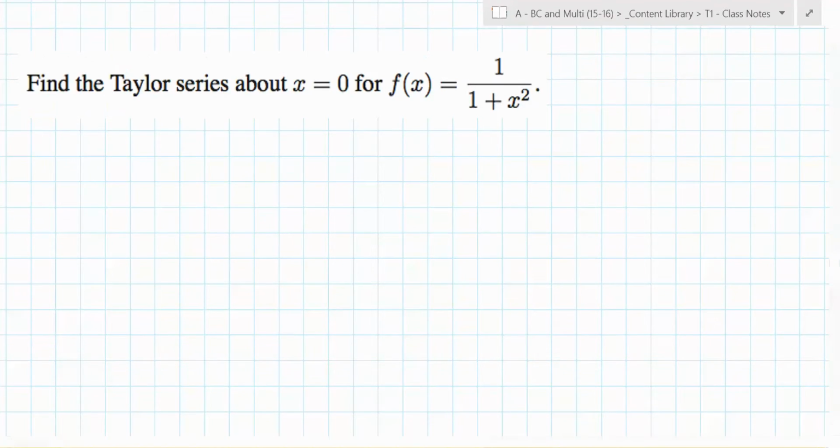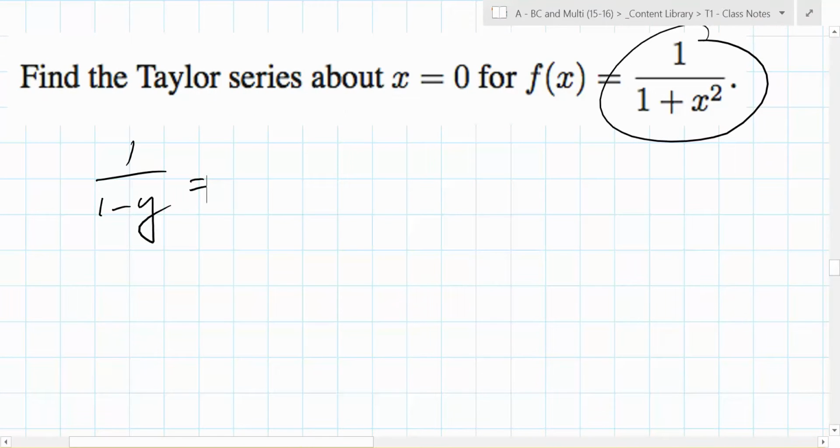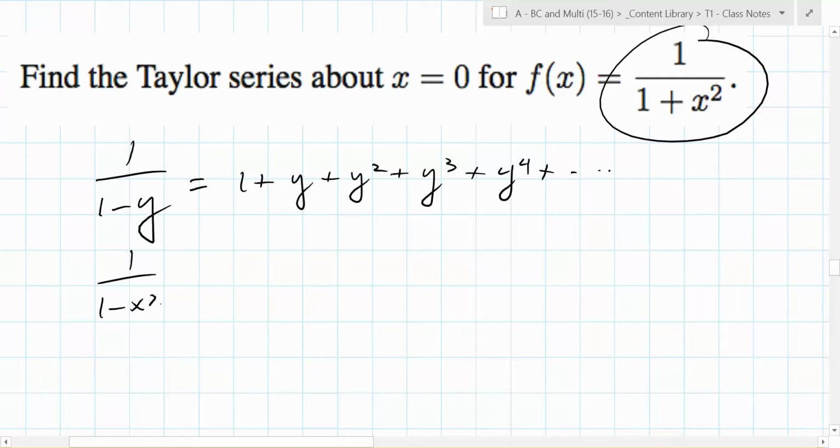Okay, what about this one right here? Does that look like something we know already? Yes. What is 1 over 1 minus y equal to? You know this, we did it yesterday. 1 plus y plus y squared. Yeah, it's the geometric series. So what does 1 over 1 minus x squared equal? 1 plus x squared plus x to the 4th plus x to the 6th plus x to the 8th. Nice. So we recognize this as being super close to something we already knew the expansion for, and we plugged it in.